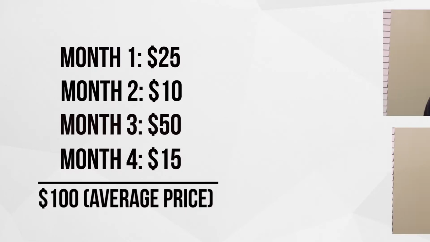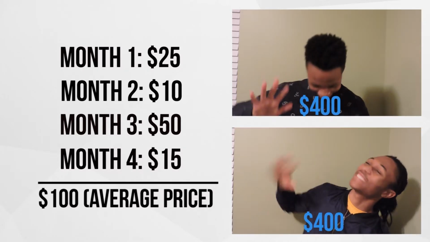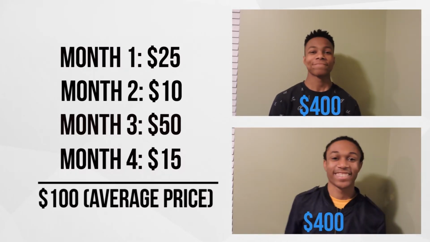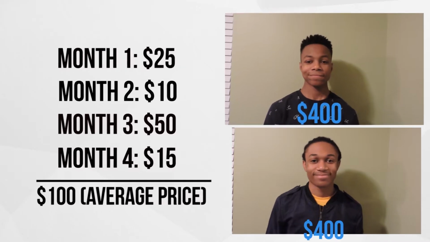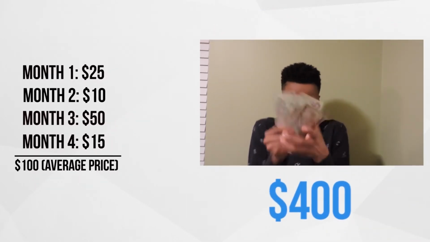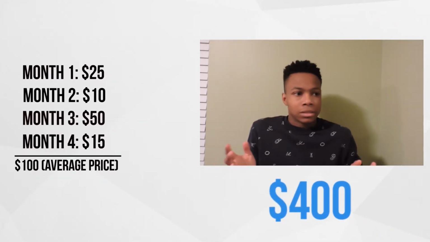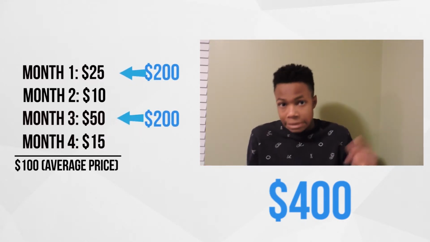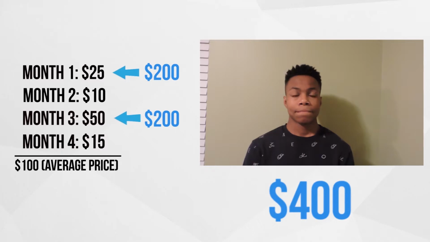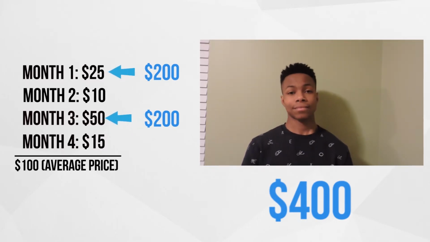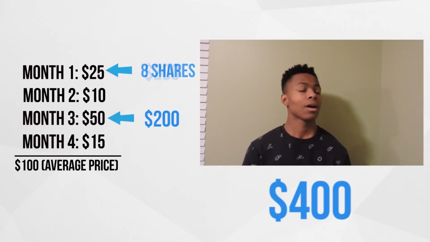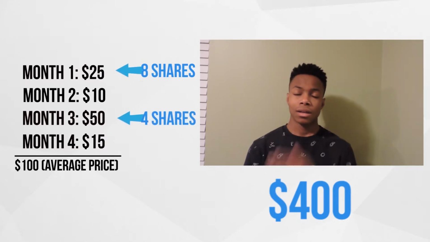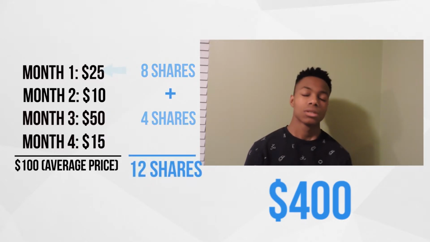So let's say that you and your friend both decided to invest $400 in this mutual fund over the course of 4 months. And your friend doesn't do this consistently. They don't manage their budget, they can't afford to invest every month, so they invest $200 each in months 1 and 3, but they aren't able to save in months 2 and 4. Now, in month 1, their $200 would have bought 8 shares, and in month 3, it bought 4 shares. So they have 12 shares in total.